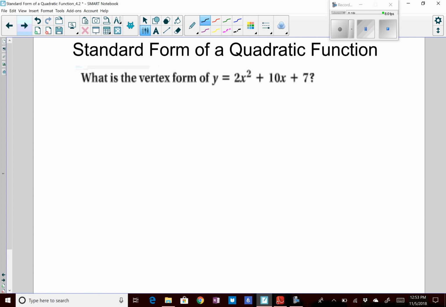All right, so one of the concepts that we want to cover in here is getting the vertex form of the equation that's already in standard form. So here they want the vertex form of y equals 2x squared plus 10x plus 7. So as you recall, vertex form of a quadratic, y equals a times x minus h squared plus k. So in order to write the equation in vertex form, we actually need three things. We need to know the value of a, the value of h, and the value of k.